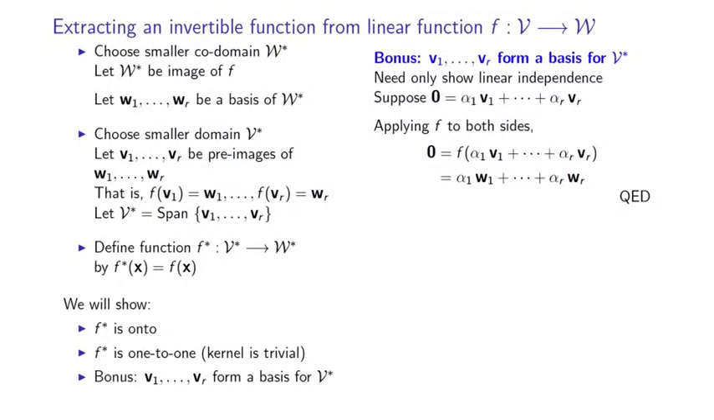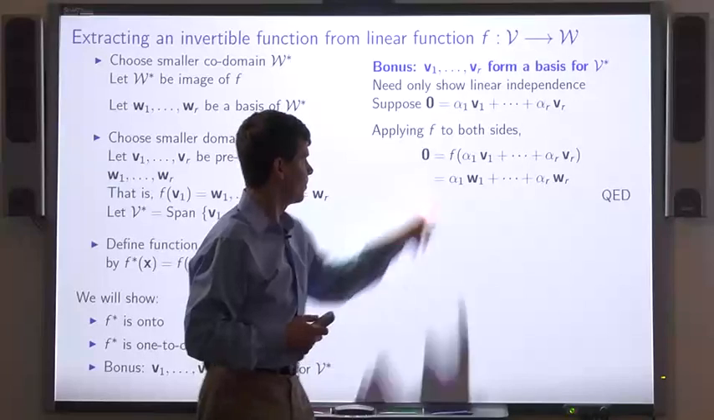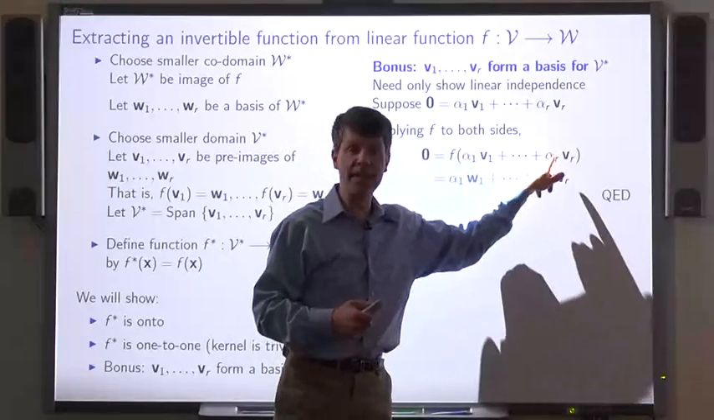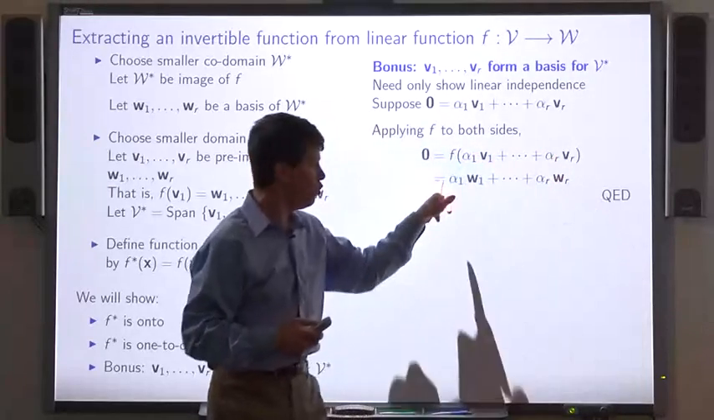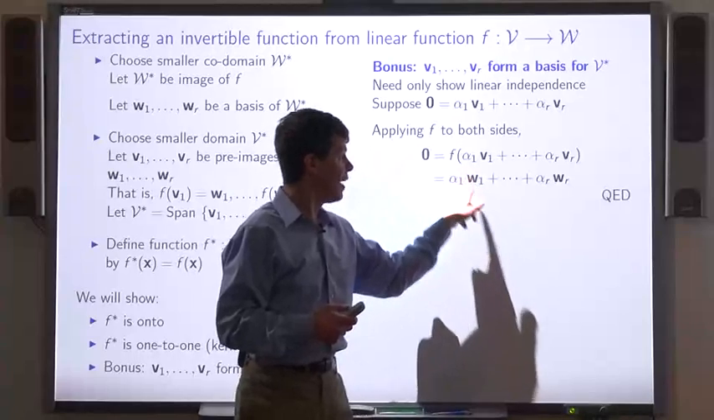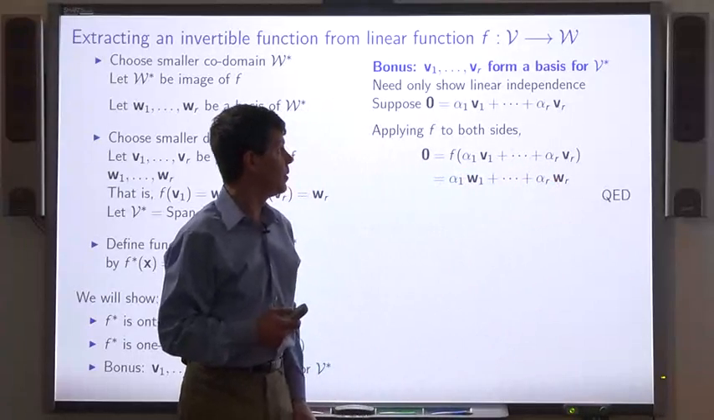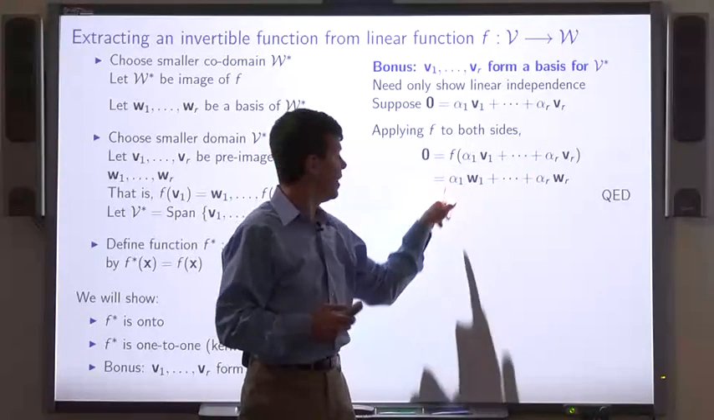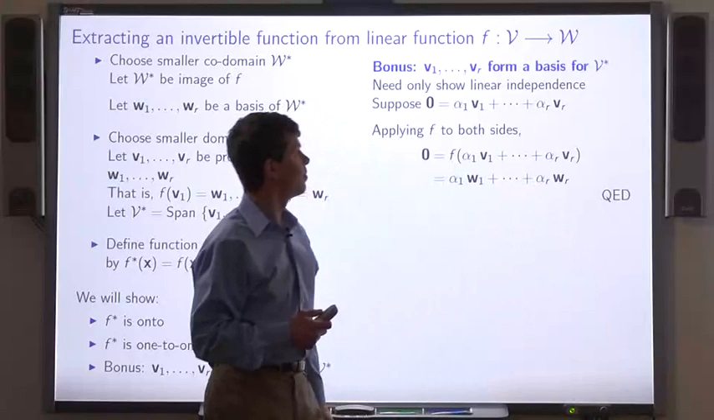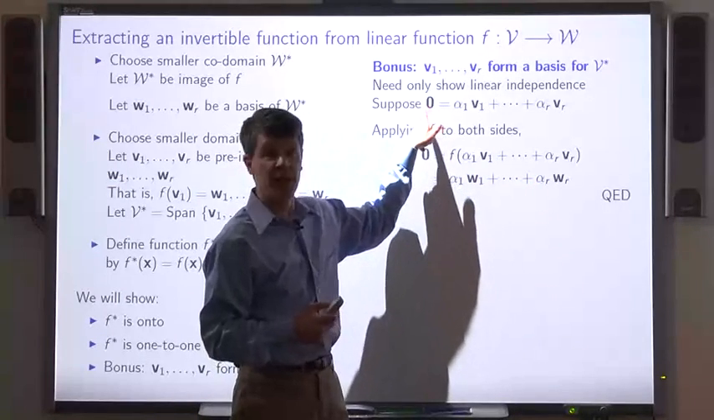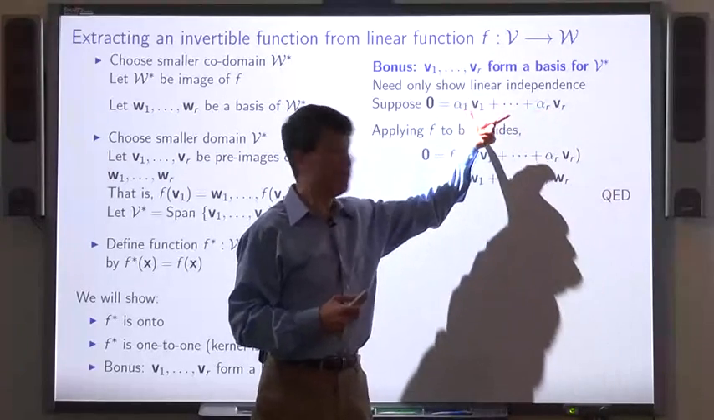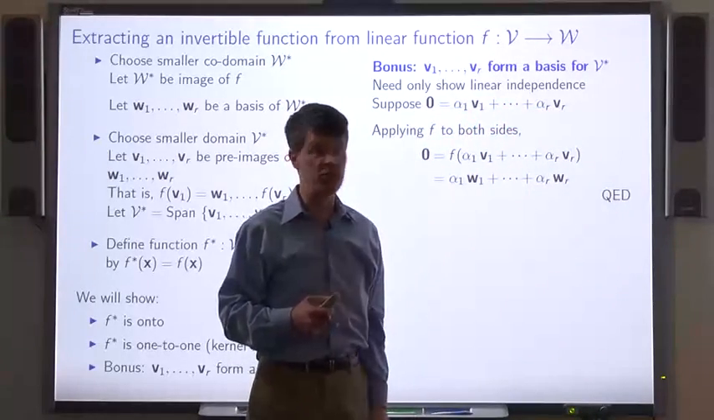On the left-hand side, applying a linear function to the zero vector always gives you the zero vector. On the right-hand side, as we saw before, applying f to this linear combination of v1 through vr gives you the corresponding linear combination of w1 through wr. Now, w1 through wr are linearly independent, so it must be that these coefficients are 0. And that shows that the only way to get 0 as a linear combination of v1 through vr is with the trivial linear combination, where all the coefficients are 0.